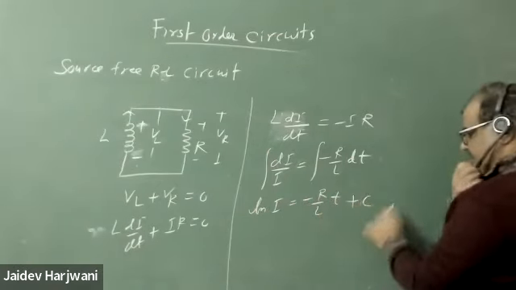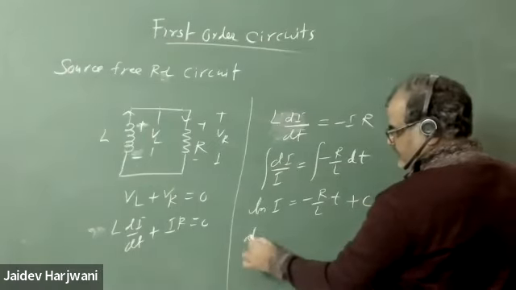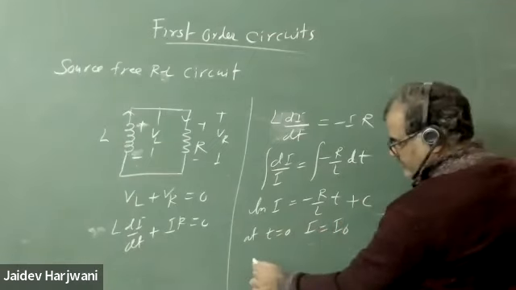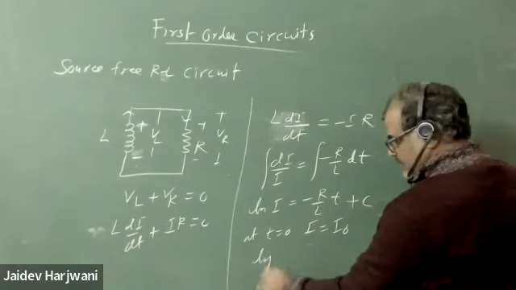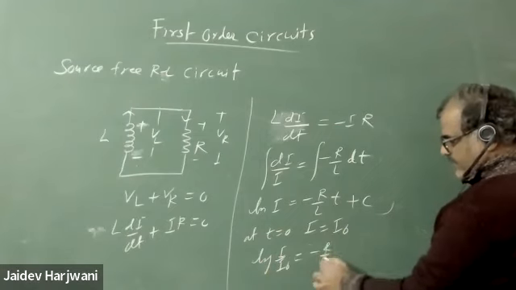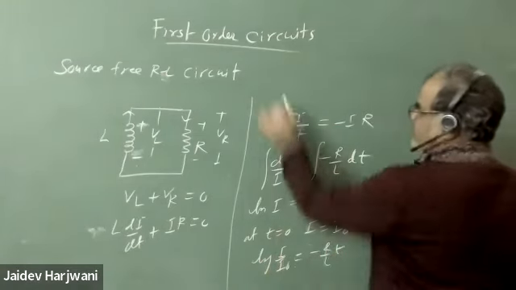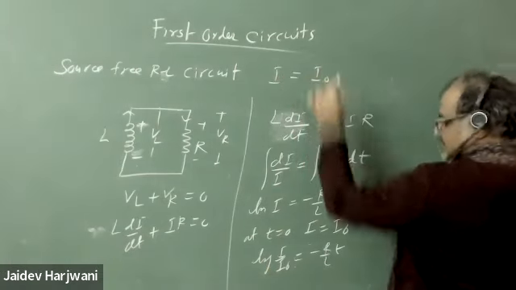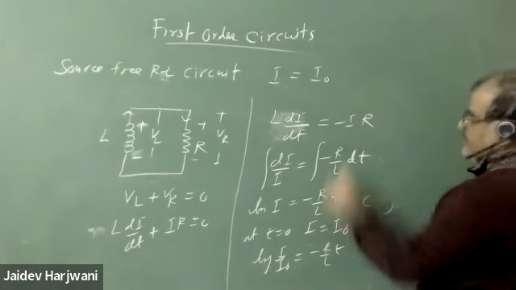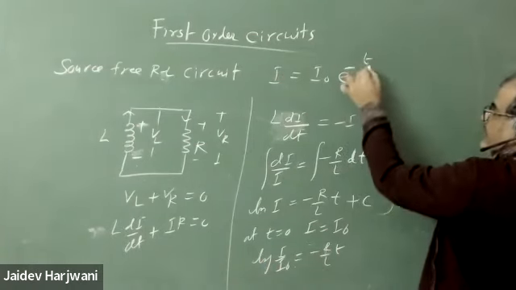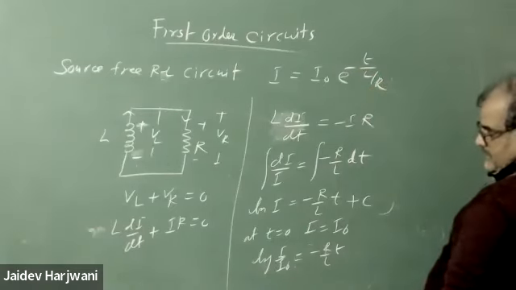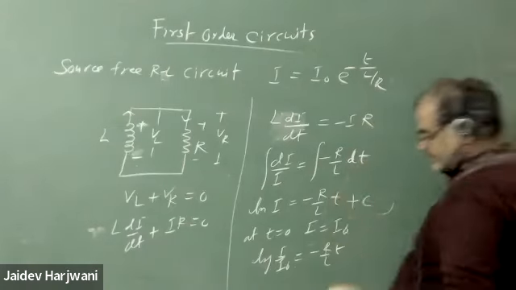Plus some constant C. Now at t equals 0, if I assume there is a current I equals I naught, this will give me ln I upon I naught equals minus R upon L t. If I solve this, I equals I naught e power minus t upon L by R. Is it L by R or R by L? It is L by R.